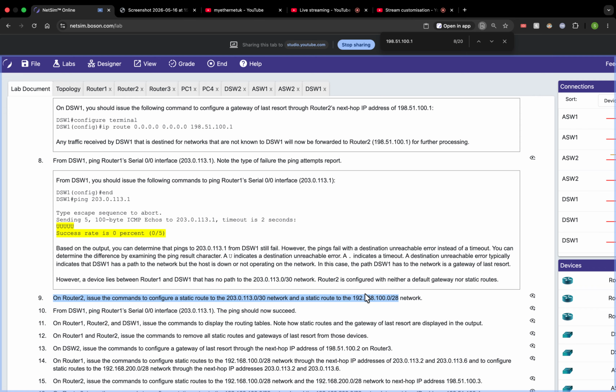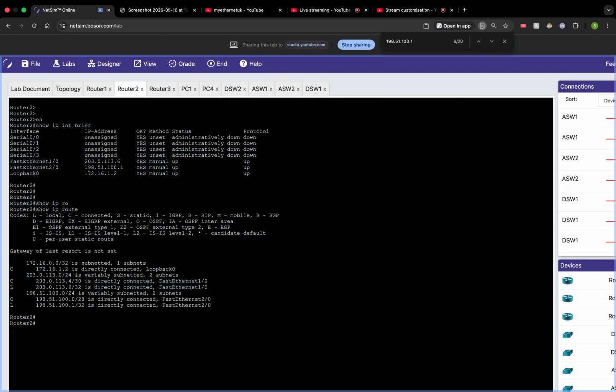So you can determine that this is destination unreachable. That's what it means. So there's a path. DSW1, where we're pinging from, has a path to the network, but the host is down or is not operating on the network. It has a path, but the thing is, the intermediate router 2 does not have a gateway or static routes.